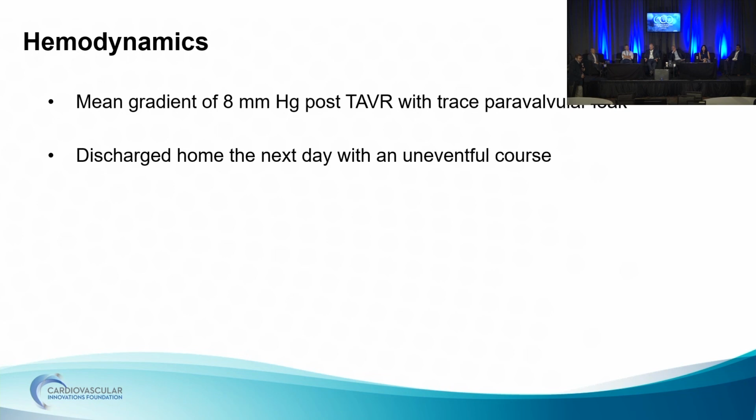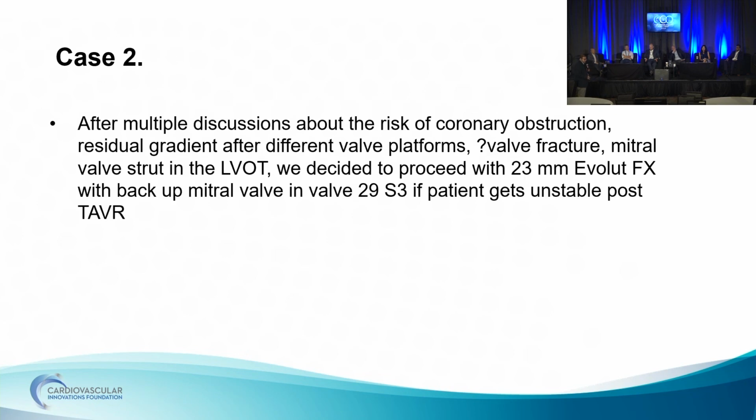So mean gradient of 8 post-TAVR with trace paravalvular leak, discharge home next day with uneventful course. The second case, after multiple discussions of all the concerns I had, we discussed going with a 23 Evolut FX with a mitral valve-in-valve as a backup. With a 29 Sapien, the LVOT was around 280.